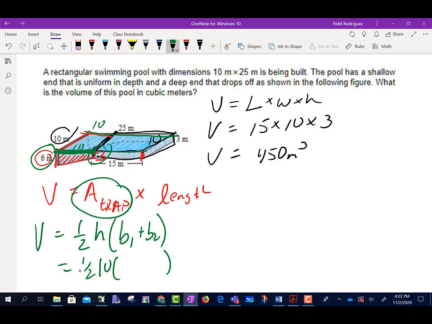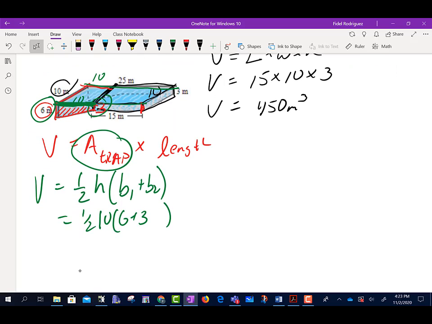Base 1 and base 2 is 6 plus 3. Okay, I'm just going in pieces here. So first off, what's half of 10? Half of 10 is 5. 6 plus 3 is 9. That's giving me 45. Okay, now, so we found the area of this trapezoid.